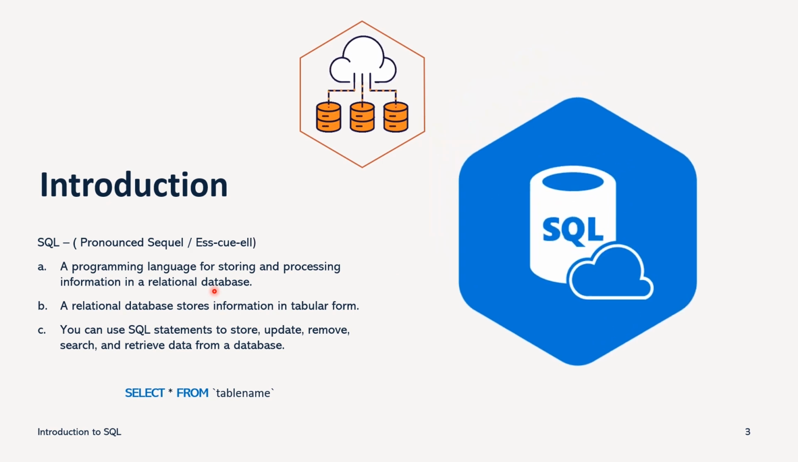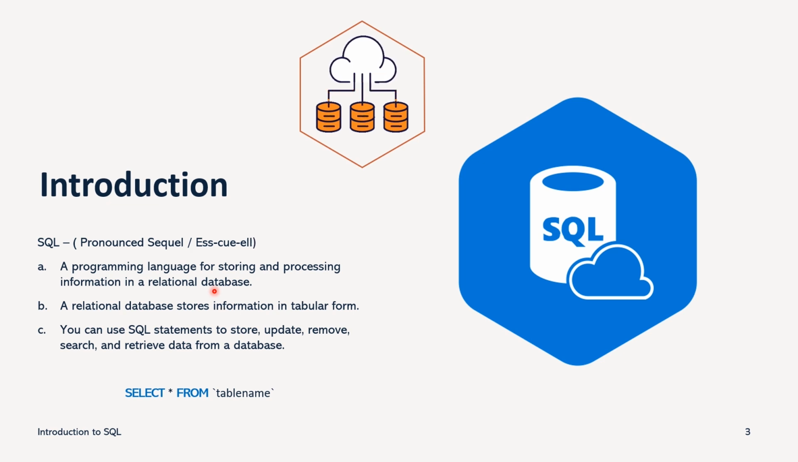SQL, short for Structured Query Language, is a language used for communicating with the database. As the definition says, it's a programming language for storing and processing information in a relational database. It's actually a language that helps us to work with our data stored in a database, or in a relational database, to be specific. A relational database stores information in a tabular form. That simply means a relational database is a type of database that stores information or data in a table-like format. The data is stored in a table with rows and columns.